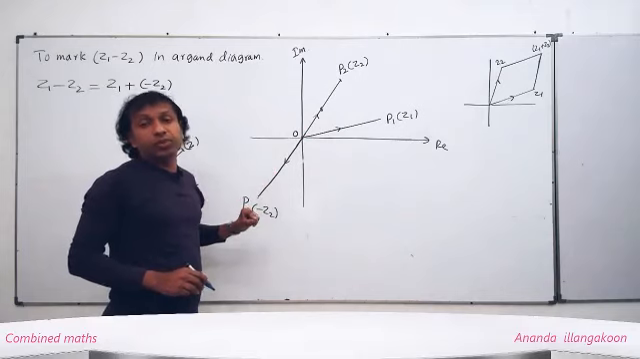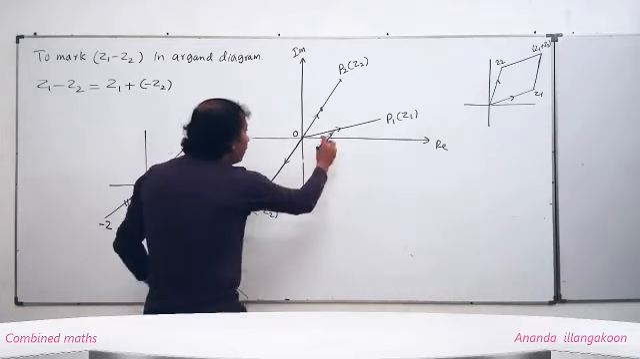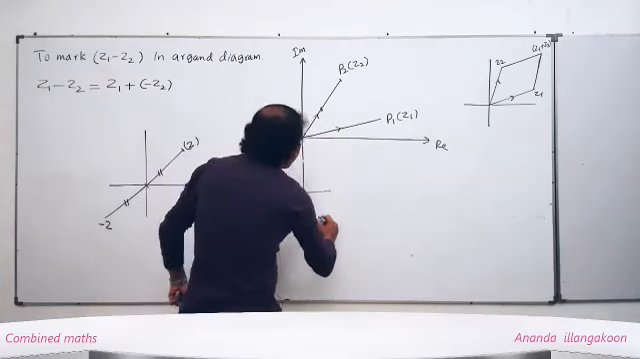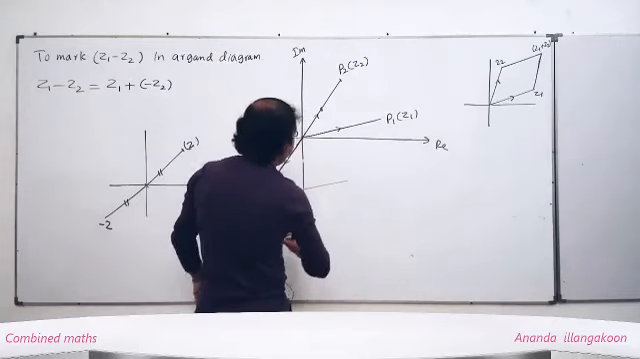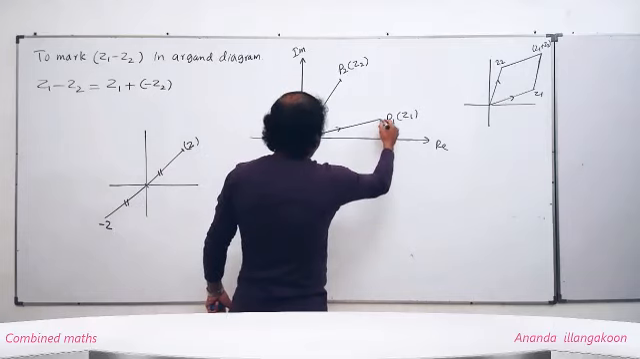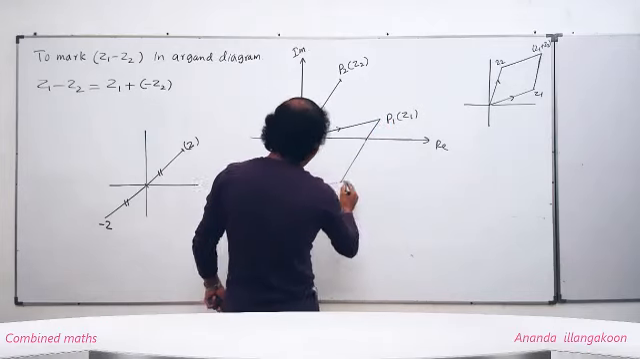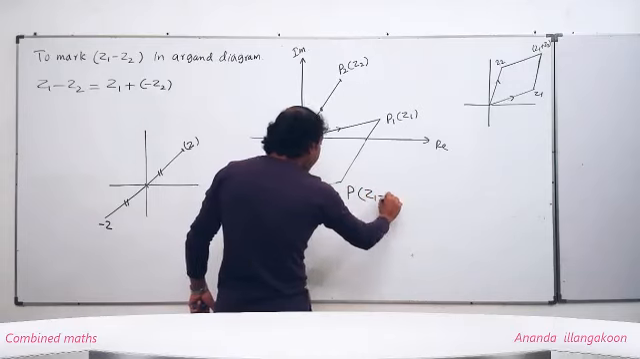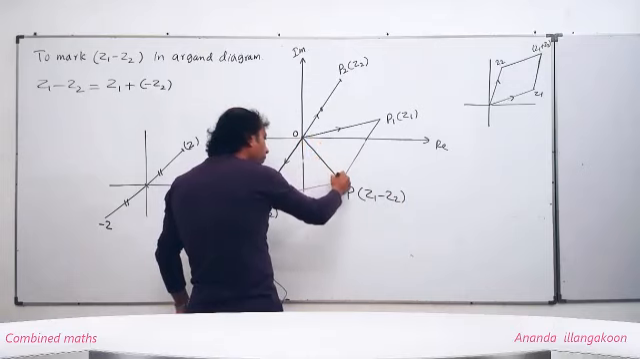Z1 plus minus Z2 means Z1 minus Z2. Understand? So when we construct the parallelogram with OP1 and OP3 as the adjacent sides, this is what we get. This and this must be parallel. Then here at this point P, that should give Z1 minus Z2. The corresponding line segment which represents the complex number Z1 minus Z2 is this OP.